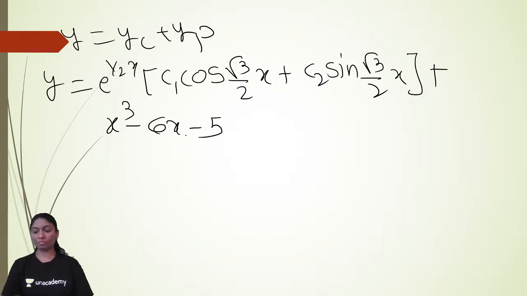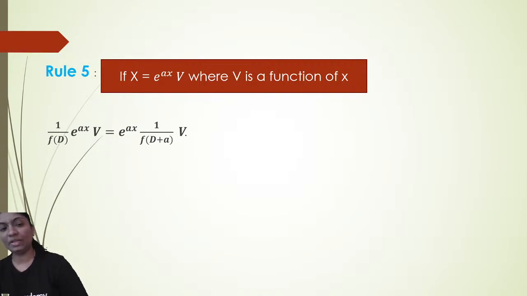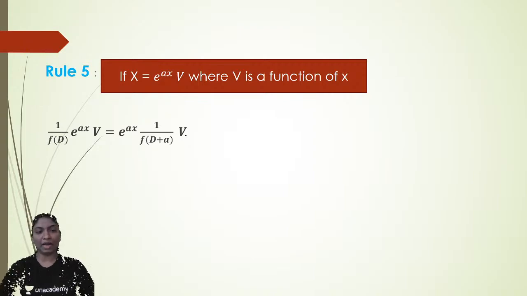Now we will see the next rule, that is rule 5. Whenever your function x is given in the form of e raised to ax into v, where v is again a function of x, then how to find yp? What we will do in that rule: 1 upon f of D into e raised to ax into v, we can write as e raised to ax into 1 upon f of D plus a into v. It means wherever there is D, we can replace that D by D plus a.